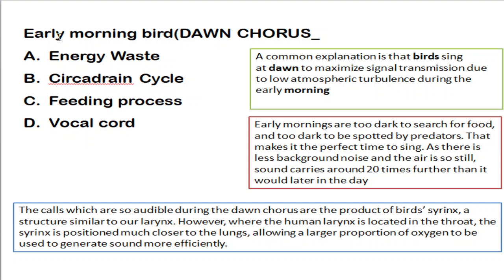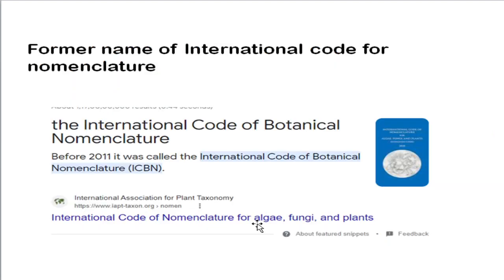So the particular thing comes from a bird part called the syrinx. The syrinx produces clear sounds called calls. It is similar to our larynx. For us, the larynx is present in the throat, whereas for birds, the syrinx is present closer to the lung. It allows a large proportion of oxygen to enter the lung, so they are able to generate sound more efficiently.